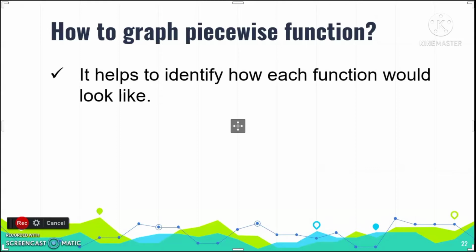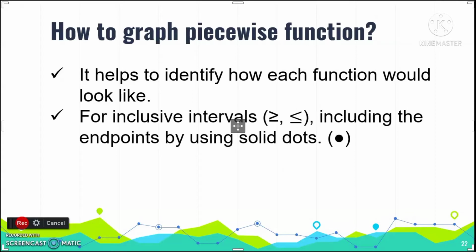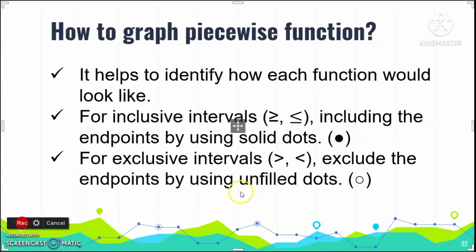First, it helps to identify how each function would look like. Second, for inclusive intervals, greater than or equal to and less than or equal to, include the endpoints by using solid dots. For exclusive intervals, greater than or less than, exclude the endpoints by using unfilled dots. We have here unfilled dots for greater than and less than.